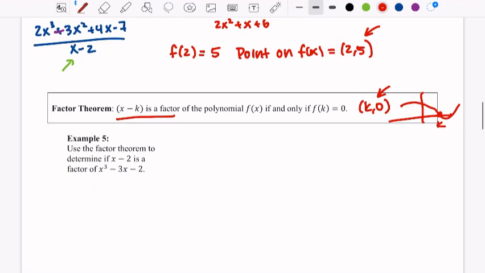Okay, so we're going to use the factor theorem to determine if x minus 2 is a factor of x cubed minus 3x minus 2. The reason that this is so important is if I'm looking at this cubic, well, that's not something that I can easily factor.